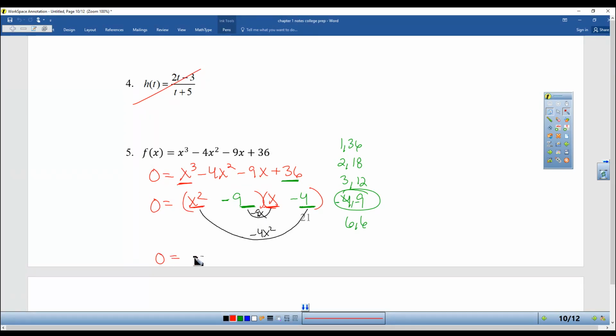This one can be factored further. X plus 3, x minus 3. I'm going to rewrite the x minus 4. You always want each step to be consistent.